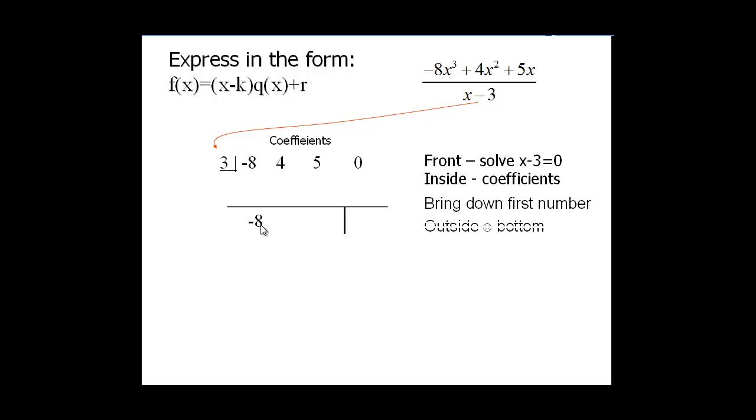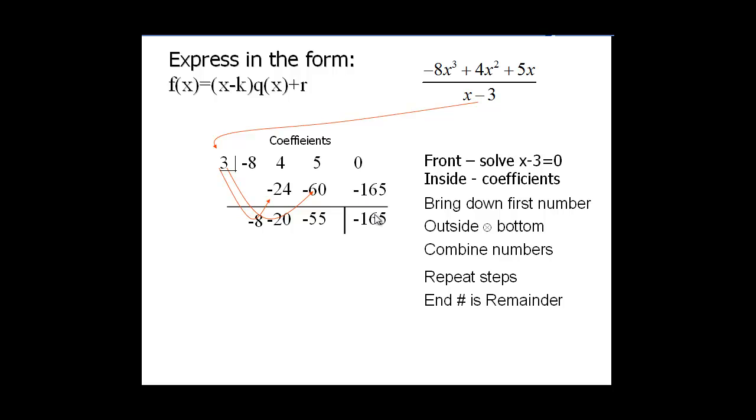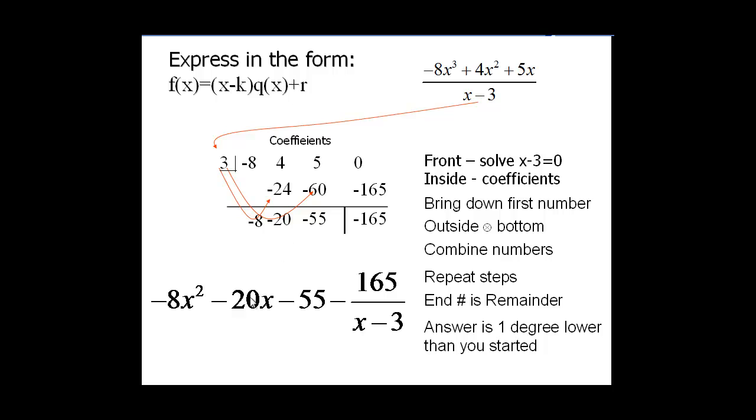3 times negative 8 is negative 24. Combine gives you negative 20. 3 times negative 20 is negative 60. Combine, negative 55. 3 times negative 55 is negative 165. Combine, it's negative 165. That's your remainder. So we're going to have negative 8x squared. Again, we start with a cube, so it's negative 8x squared minus 20x minus 55, and then a minus 165 over x minus 3. Your 165 was your remainder.